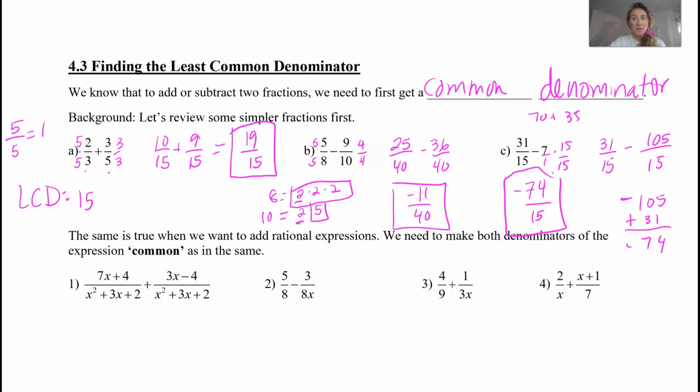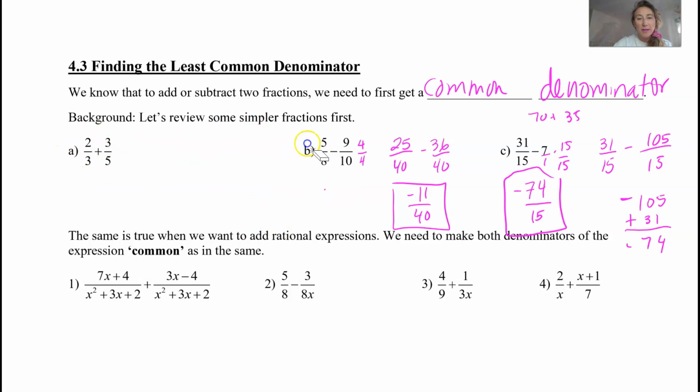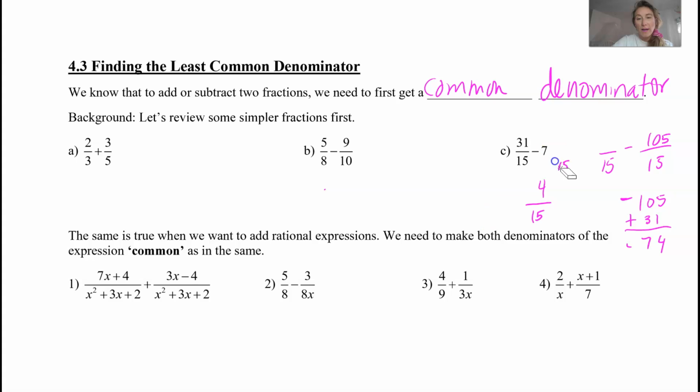Well, that was pretty fun. What was unique about every single one of these is that they were all numbers. We had no variables. Each time we found the LCD, and then we multiplied by a special fraction, the number on the top and the bottom, to get that LCD. So we looked to find the LCD, then we created the LCD with multiplication. These were all regular numbers. None of them had variables, and none of them were binomial or trinomial denominators.